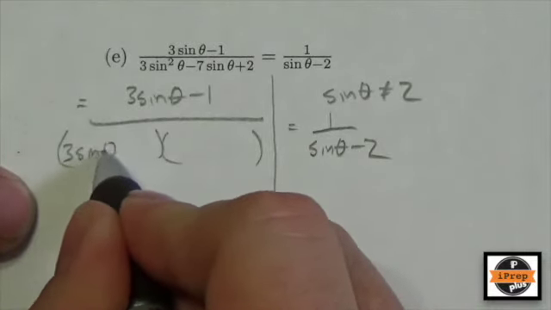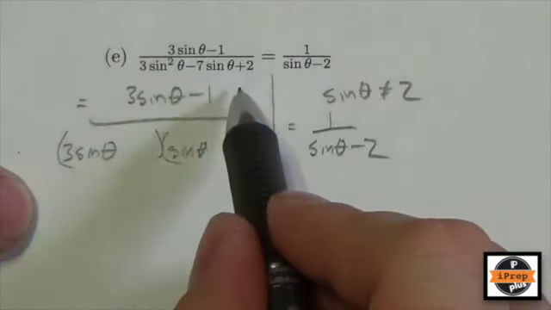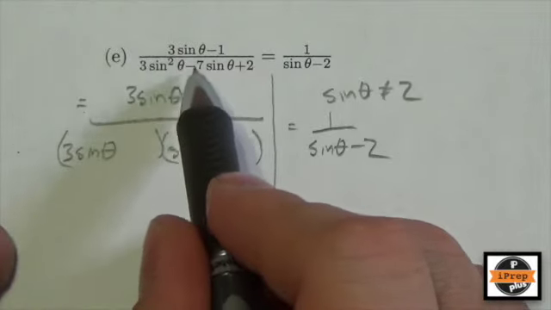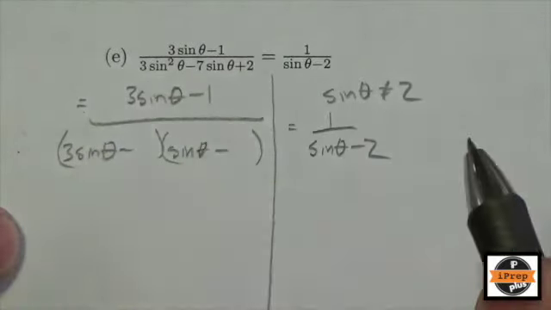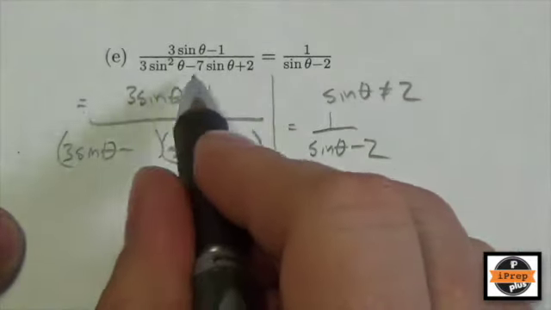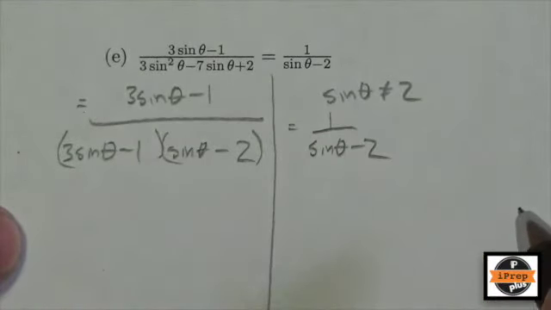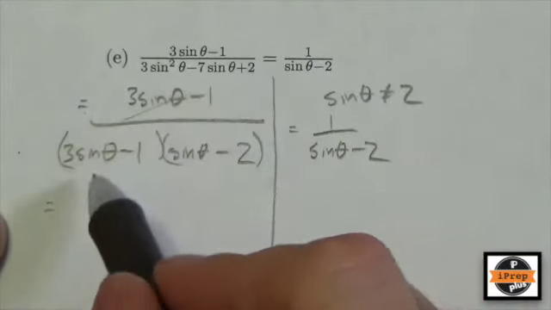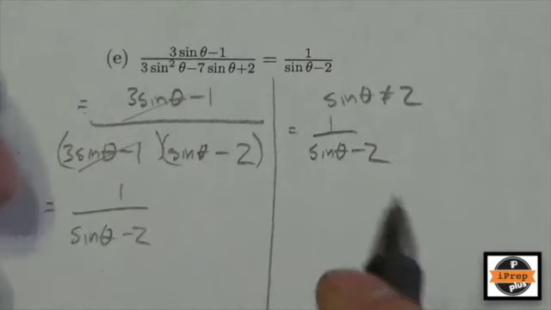So this will likely be 3 sine theta, sine of theta. And then I need the last two values to have a product of 2, and the middle to have a sum that's negative. So I suspect these two are both going to have to be negative. That way they cancel and get positive, and then they combine to get the negative. And yes, this is going to have to be 2 and 1. Perfect. And so now I know that those two are going to cancel, and this will become 1 over the sine of theta minus 2.